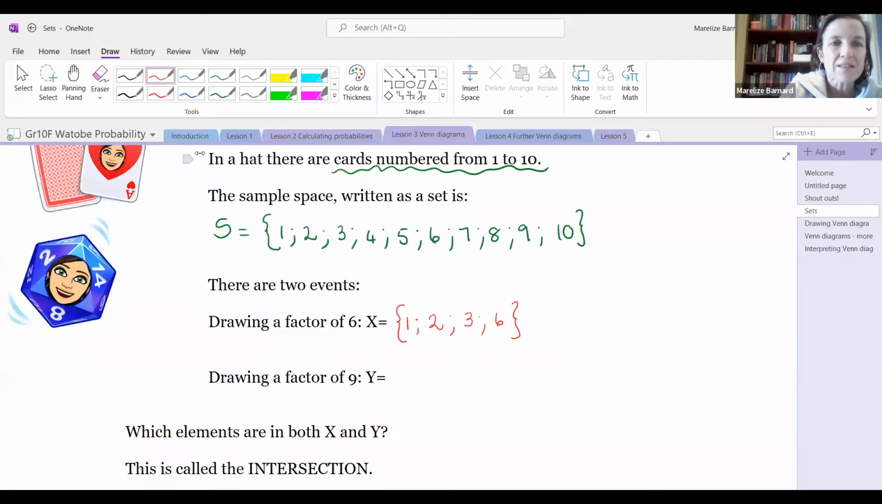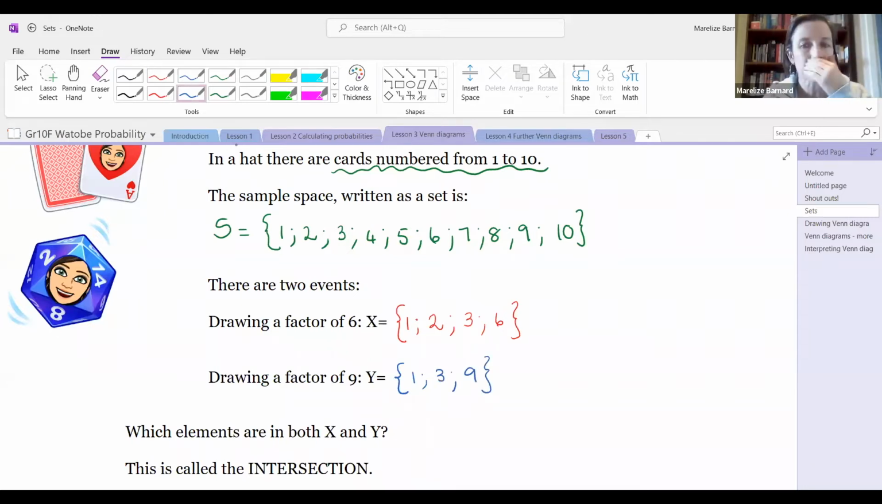Okay, next one, the factors of 9. Also, that's a different set, or that is 2 events. 1, 3, and 9. I think that one's easy. 1, 3, and 9. And let's do that. Let's make it a colorful day with lots of different colors. 1 can go into 9, 3 can go into 9, and 9 can go into 9.